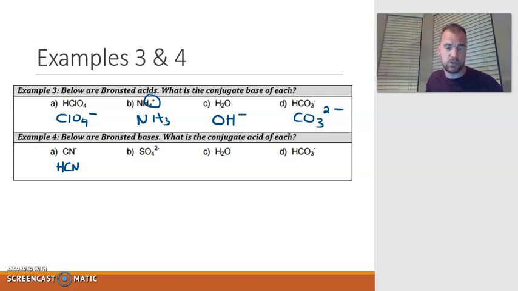SO4 2-, that's your sulfate. If it accepts 1 hydrogen, because it's always just 1 hydrogen, it'd be HSO4, and now it's not -2, it's just -1. H2O, if it accepts 1 more hydrogen, it's now H3O, and now it's going to have an overall positive 1 charge. And then finally, HCO3 negative, if it accepts 1 more hydrogen, it is now H2CO3. It originally was -1, so now it's neutral.